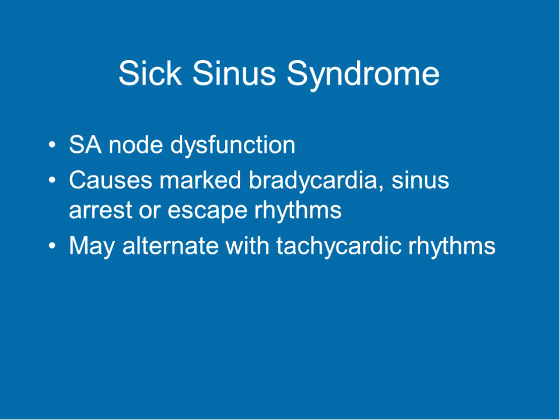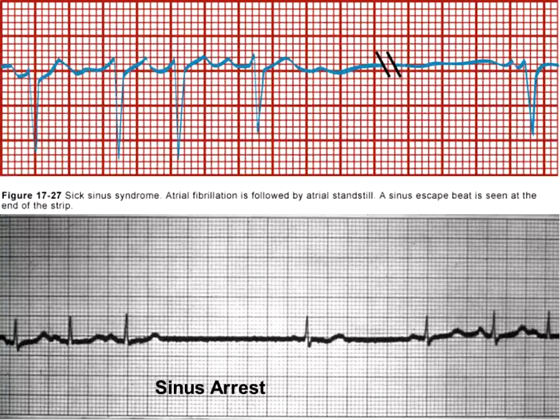Okay, we're still looking at sinus node problems. And one I don't think your book has is called sick sinus syndrome. It really is just what you see. It is a sick sinus problem. The SA node is not working right. Because of that, you can see significant bradycardia, sinus arrest, or escape rhythms, and then it might alternate with a tachycardic rhythm. So I've got some examples here of sick sinus syndrome.